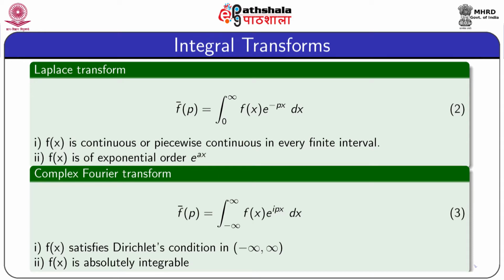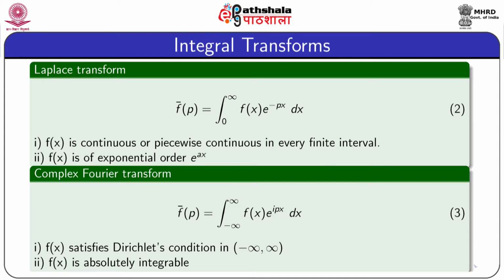Now, I am going to define the Fourier integral transform, which is given by equation number 3. It is defined as f bar p equals integration minus infinity to plus infinity f(x) e to the power i px dx. So, in this case, the kernel k is e to the power i px, and the Fourier transform of a function f(x) exists if f(x) satisfies the conditions which are written here.